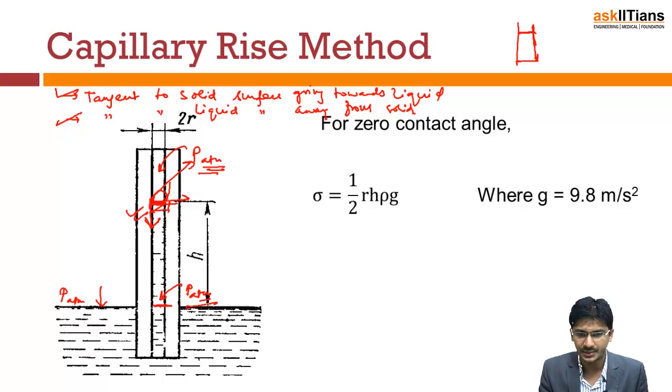So the question can come in, if both are the same pressure, how has the liquid gone up? There must be a pressure difference so that the liquid can rise up. There is no pressure difference. So the answer is it has gone up due to surface tension.